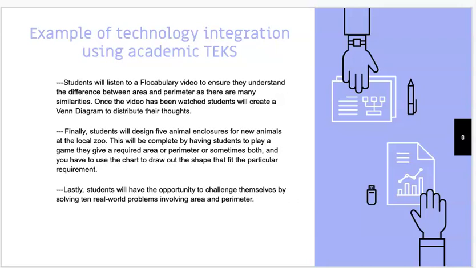Now, students are going to listen to a vocabulary video to ensure they understand the differences between area and perimeter. So again, another instructional video, but the students are accessing this in a kid-friendly way. And finally, the students will design 5 animal enclosures for new animals at the local zoo.